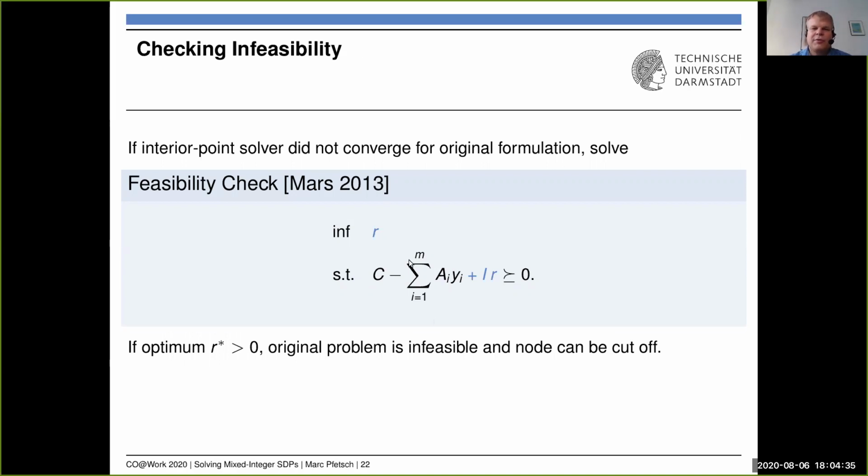It's an artificial problem where we minimize this slack variable R, which we are adding, multiplied by the identity matrix I here. So if the optimal value of this SDP here is positive, then the original problem is infeasible because we could not make R equal to 0, which would say that the original problem is feasible. If this is the case, we can cut off the node.